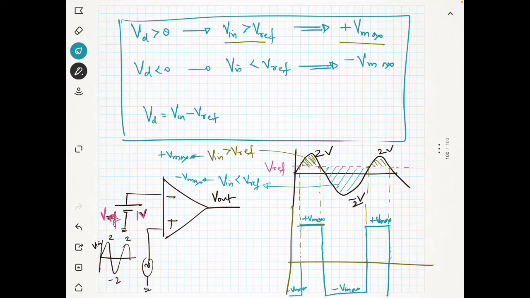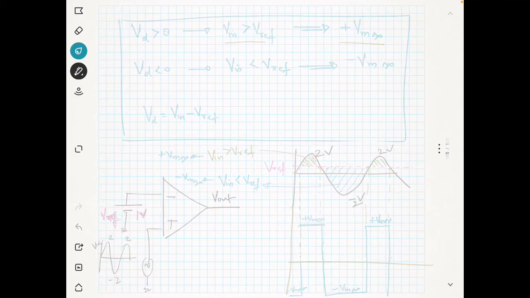Now you can have another kind also. So I hope this kind of circuit is clear to you. Now we will see another circuit also for non-zero level detector.